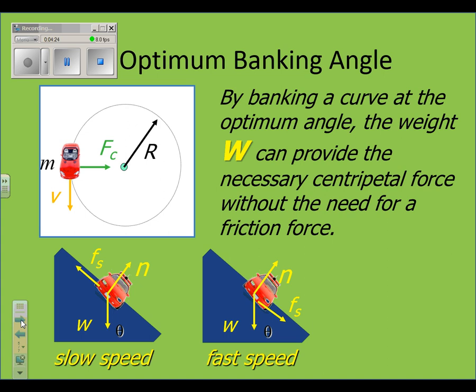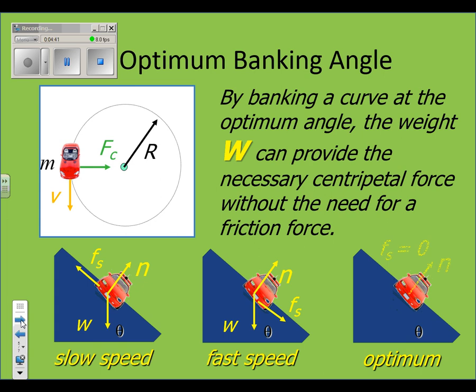So believe it or not, most of the time what race car drivers do is they go into the turn high and come out low so that they can go in at a faster speed, and it will actually bring them downwards as they're going faster. But if we don't want to worry about friction, we're going to make sure that our static friction goes away and it's zero.